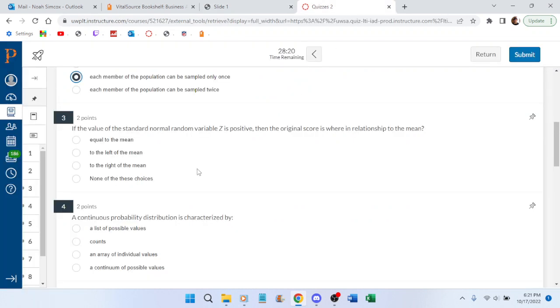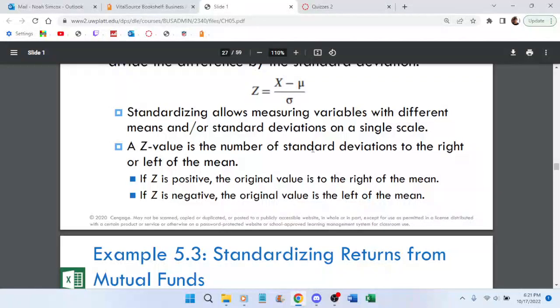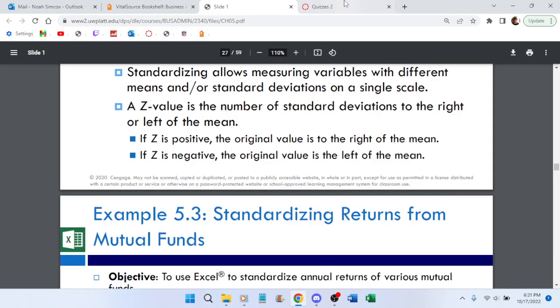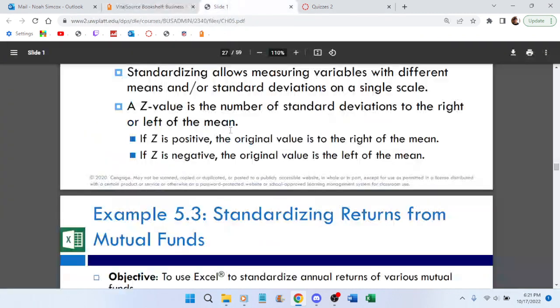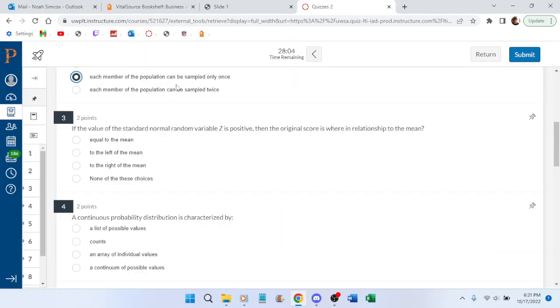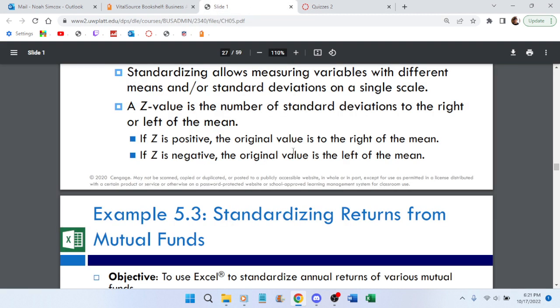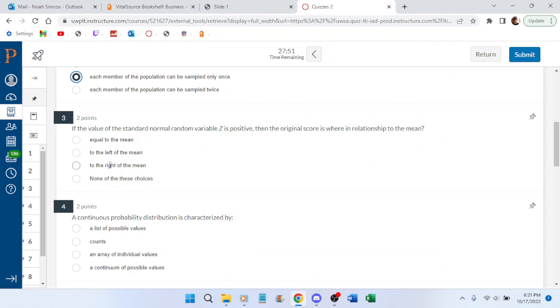So, look at that. If it is positive, then the original value is to the right of the mean. Well, no, duh, that's so obvious. Why did I even have to look that up? Well, it's because I didn't really remember what z was. If it's positive, that means it's to the right of the mean. Whoa!